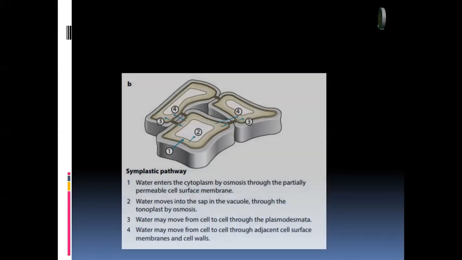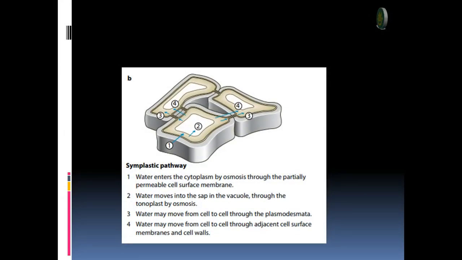Okay, so this is the symplastic pathway. Basically, it is the opposite route of the apoplast. When we talk about apoplast, water moves from one cell to another by means of the cell wall. But if you talk about symplast, the movement of water must pass through the plasma membrane and move in the cytoplasm. So it's as simple as that.